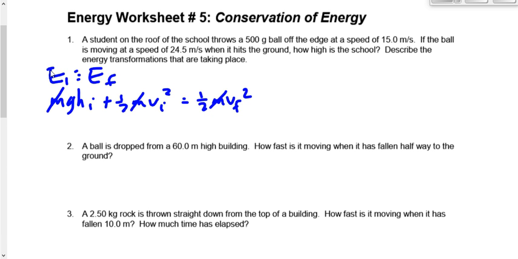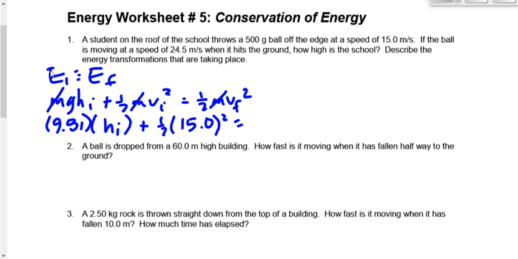Left with g times h initial. We're going to say 9.81 times the initial height, which is what I'm looking for, isn't it? How high is the school? Plus 1/2 of the initial speed squared. It's 15 meters per second. Now, we don't know which direction that is, but it doesn't matter because kinetic energy and speed are scalars, so it doesn't matter whether it's thrown straight out or straight down or straight up. It doesn't make any difference.